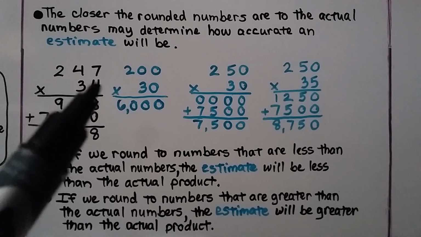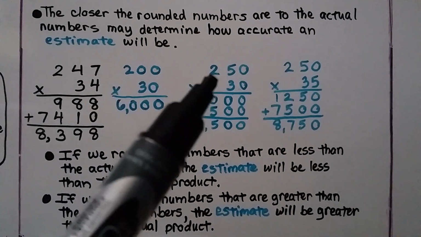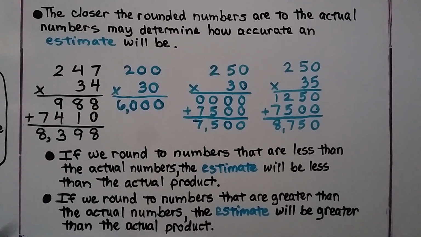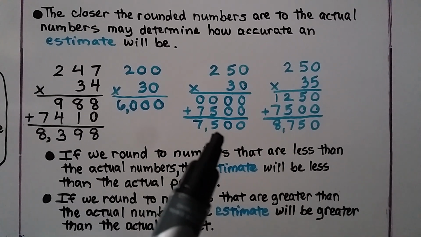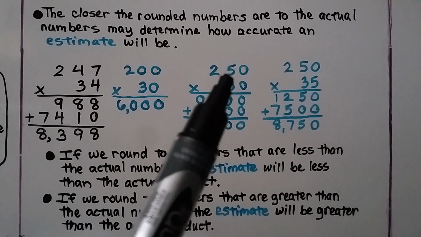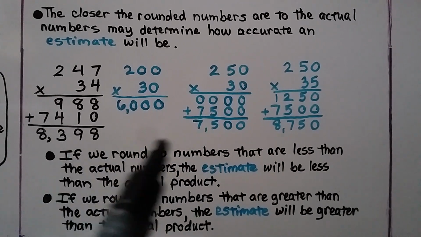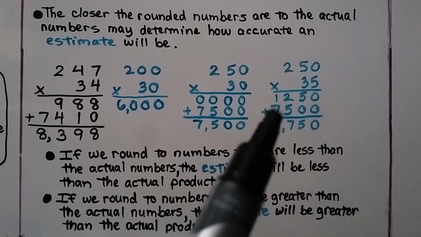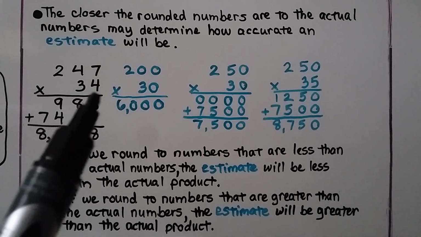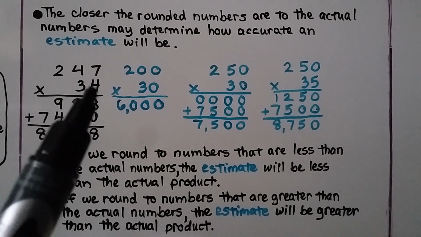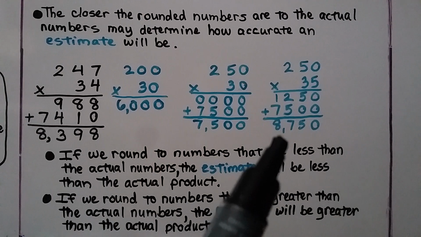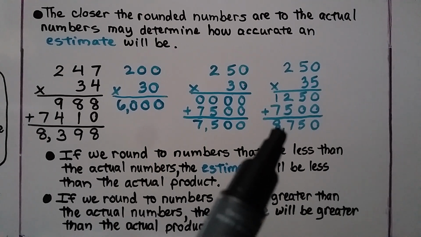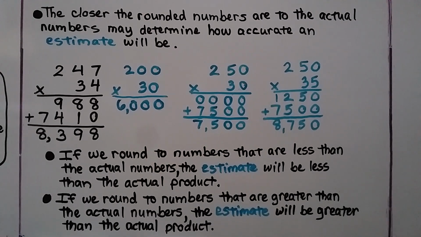If we round the 247 to the tens place, we get 250. We can multiply that times 30. We get 7,500 for our estimate. So see, by rounding to the tens place, we made it closer to the actual product. If we round this to a 35 instead of a 30, we would get 8,750. Look at that, it's more than the actual product.